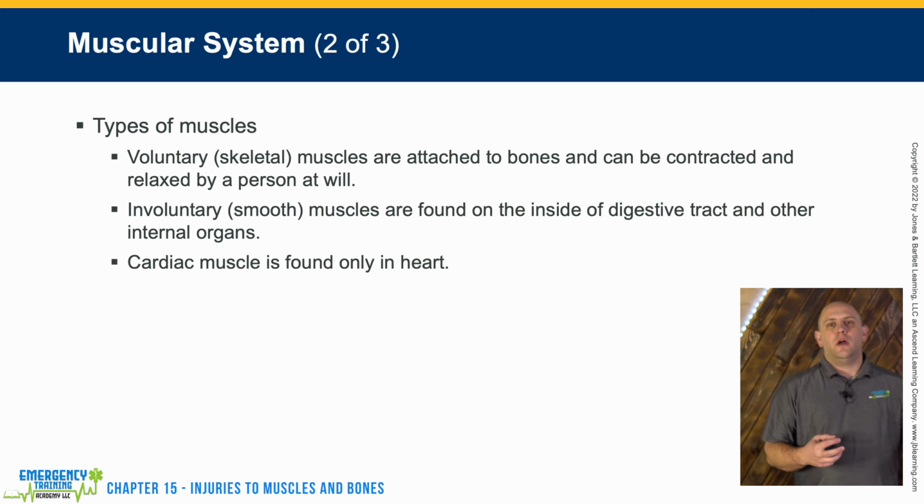We then have our involuntary muscle, or our smooth muscle. This is found in our digestive tract and some of our other internal organs. We don't have to think about these muscles moving. They just naturally do their movements. The final type of muscle that we have is our cardiac muscle, and it is only found in the heart.